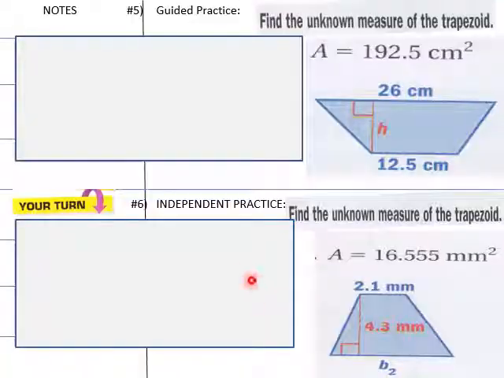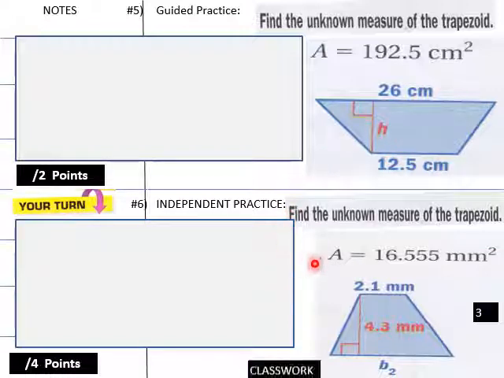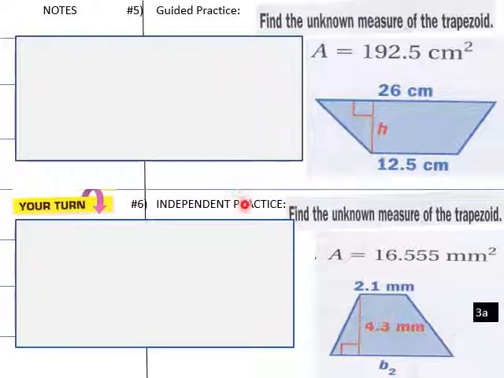Isn't that cool? Okay, so let's go into our guided practice. Find the unknown measure of the trapezoid. So we have area here, 192.5 square centimeters for this trapezoid. We don't know our height. We have b1, b2, but we don't know h. So we need to find h, and then down here, finding an unknown measure down here. Students, this one is on you. Let you do that. So this 2 points up here, this 4 points down here. So let's go ahead and do our guided practice here.